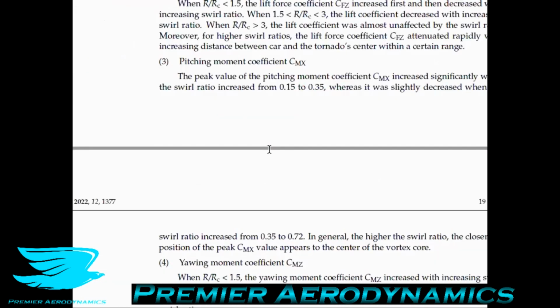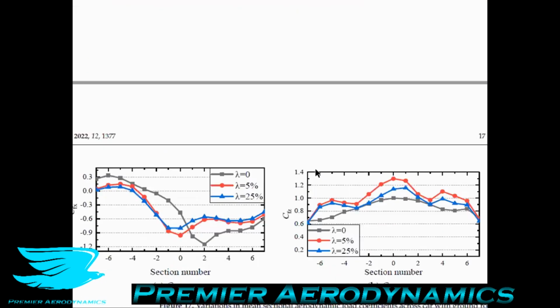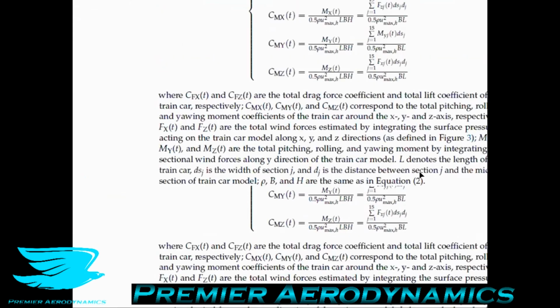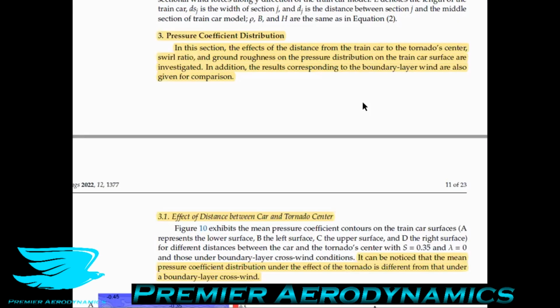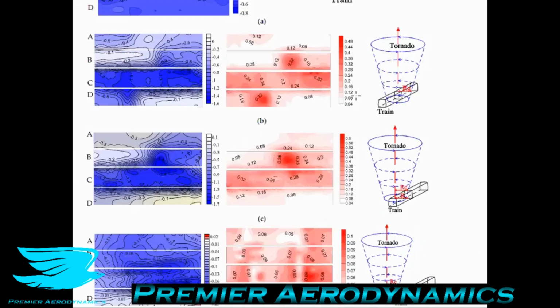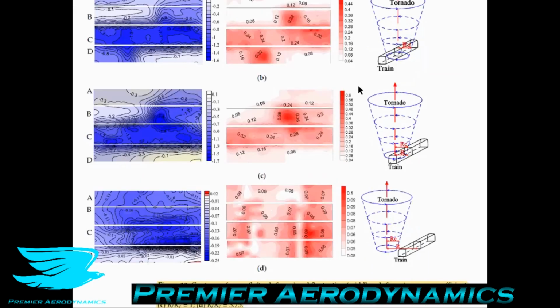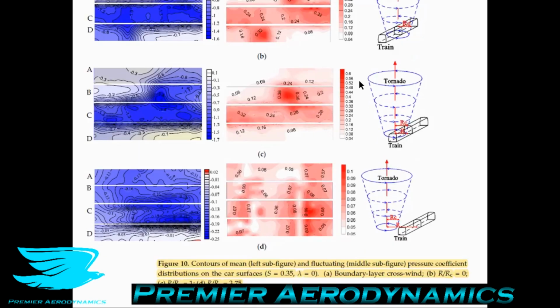So those are the overall effects of the tornado on the flow physics. Let's look into more detail now, into the different aspects. Let's look at the pressure coefficient distribution. They say in figure 10, contours of mean and fluctuating pressure coefficient distributions on the car surface. And this is at an SL ratio of 0.35 and no surface roughness.